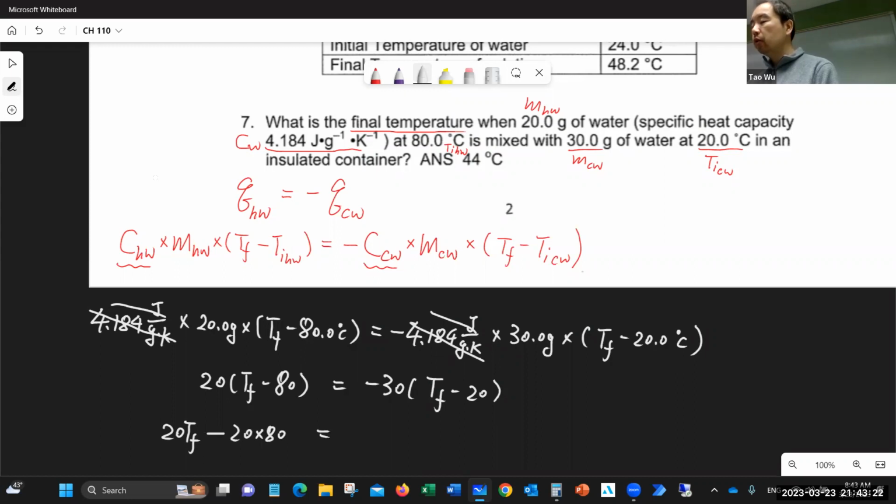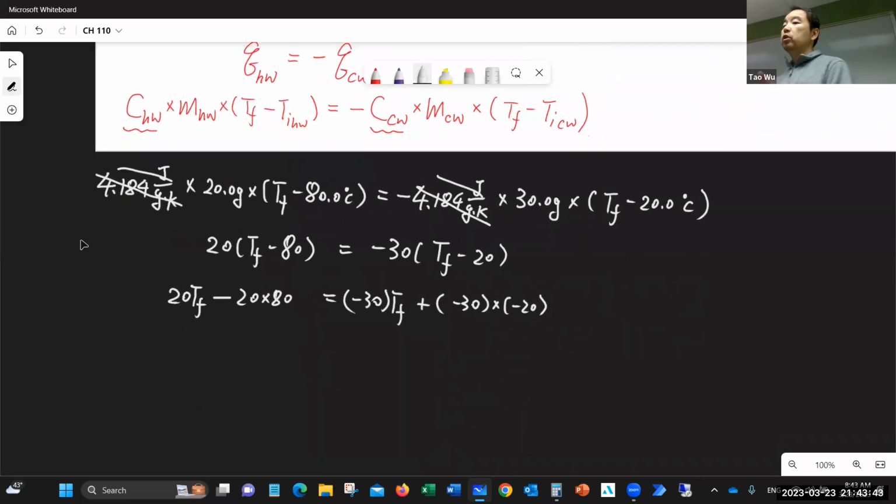And this one, you're going to do the same thing, distribution. Negative 30 times TF, and then plus negative 30 times negative 20. Okay, so this is what we're going to do. And then after the distribution, you just need to move the unknown to the left side and move the number to the right side. That's it. So the unknown on the right side is negative 30 TF.